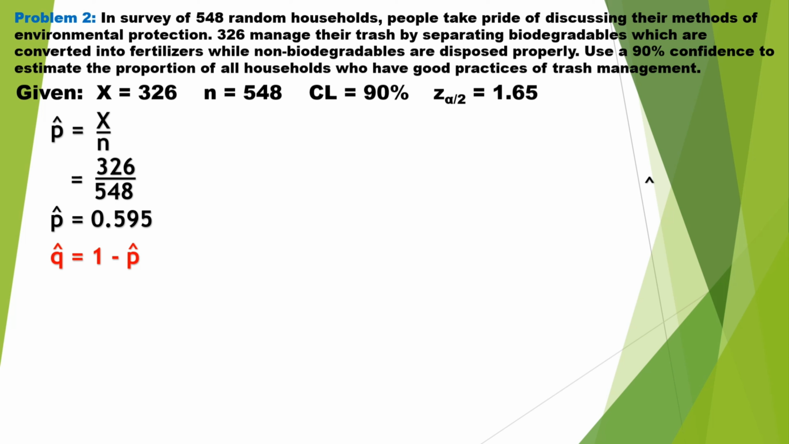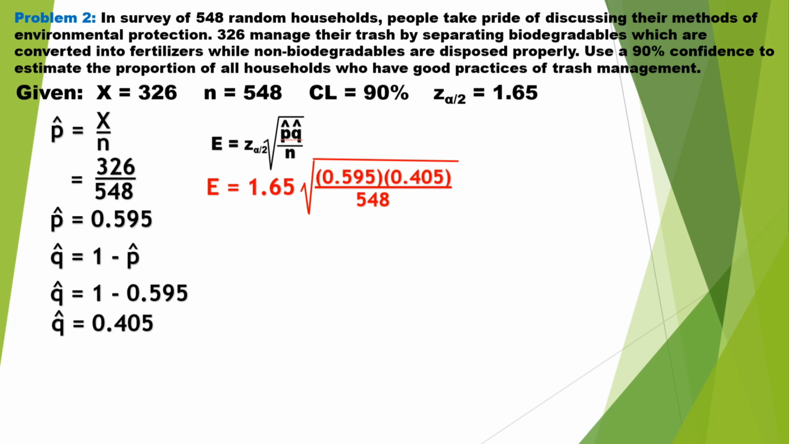Substituting the value of P hat, which is 0.595, we have 1 minus 0.595. Its difference is 0.405, and that is now the value of Q hat. Now that we have the value of P hat, which is 0.595, and Q hat, which is equivalent to 0.405, we are now ready to solve for the maximum error of the given problem.